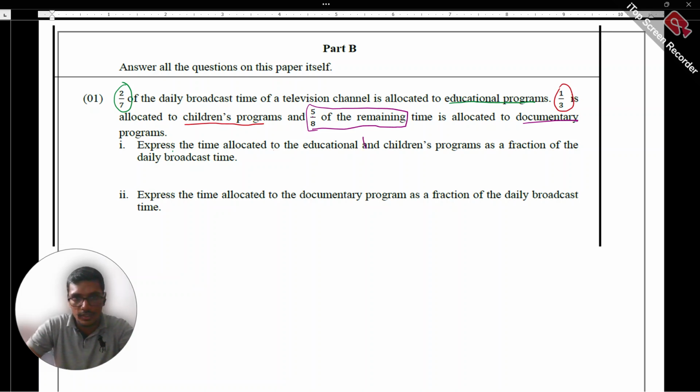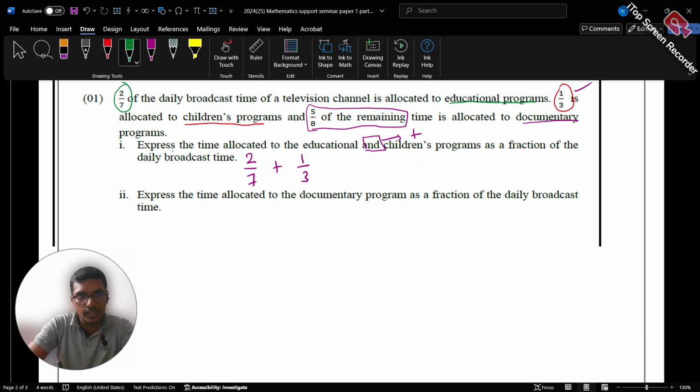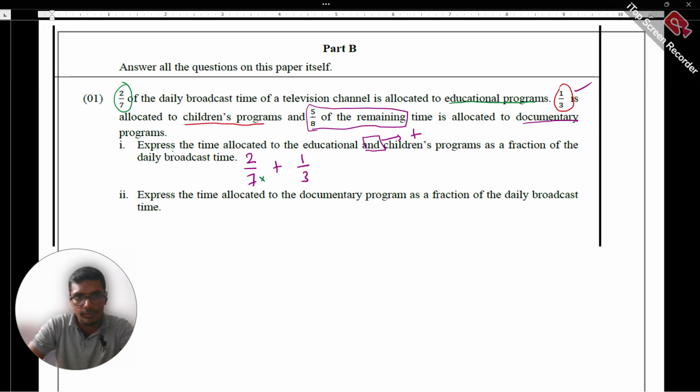Educational and children's represents addition. Educational plus children's. Educational is 2/7 plus children's programs time is 1/3. We can't just add them, we should make the denominator common. When you take 7 and 3, the common denominator will be 21. To make it 21, I should multiply 7 by 3, up and down both by 3, and multiply the other by 7.